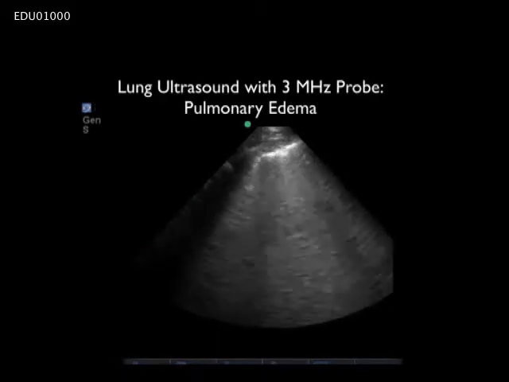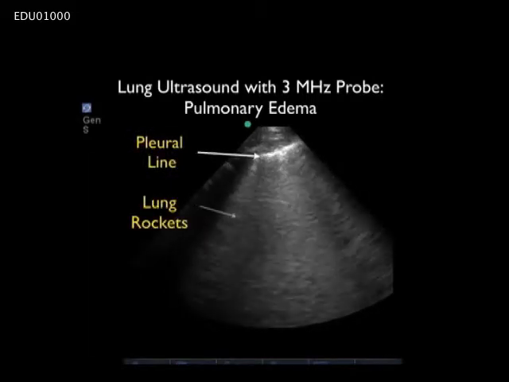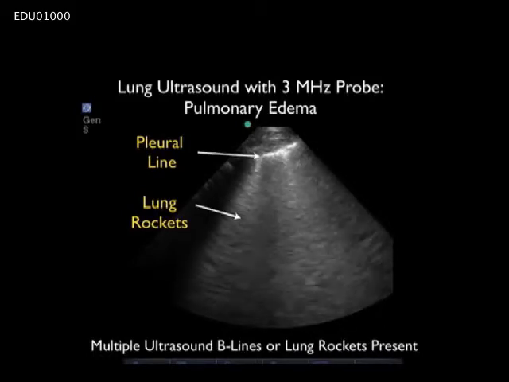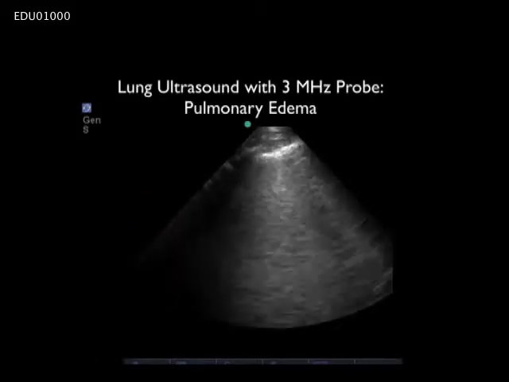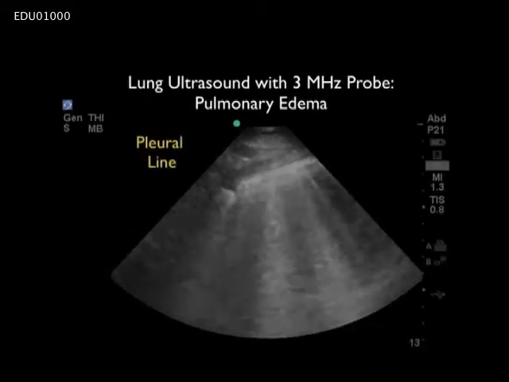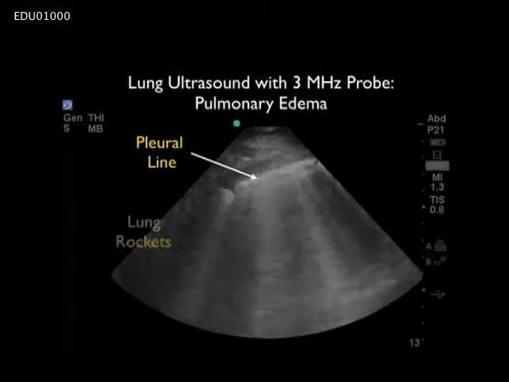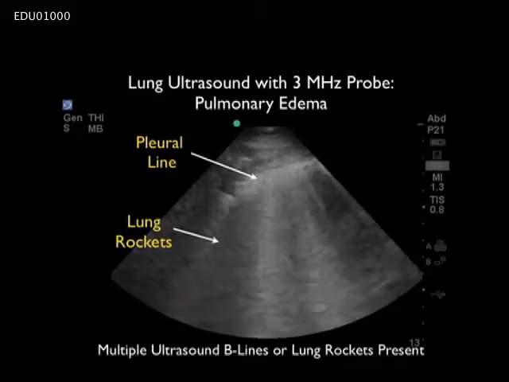Lung rockets are also known as ultrasonic B-lines, and these indicate fluid within the alveoli. Now, if the B-lines are seen in multiple areas of the lung bilaterally, this is more consistent with acute pulmonary edema. As pulmonary edema progresses, we can see the development of more and more ultrasonic B-lines, or vertical lung rockets, showing a worsening of the pulmonary edema.